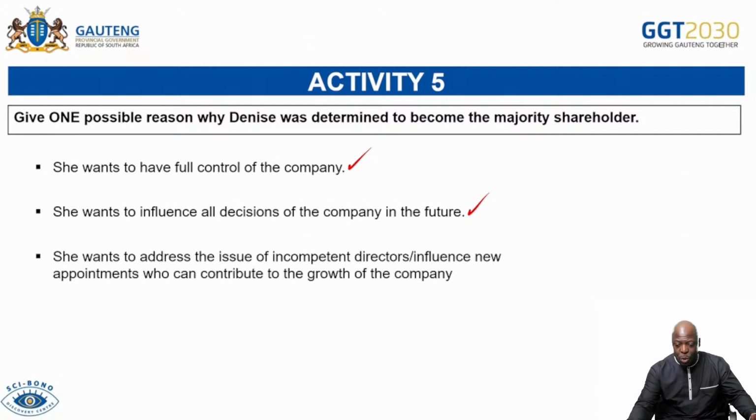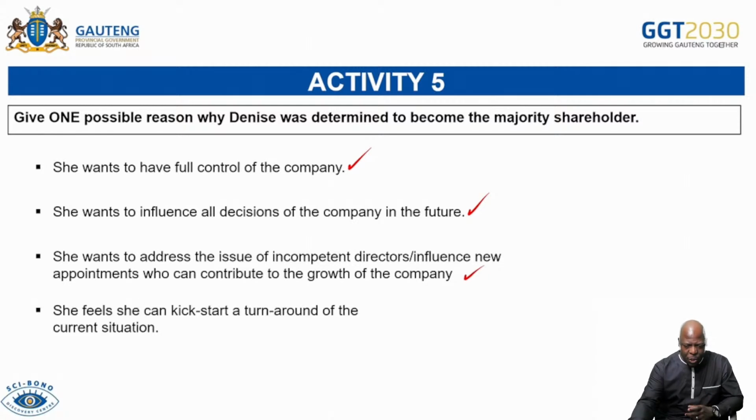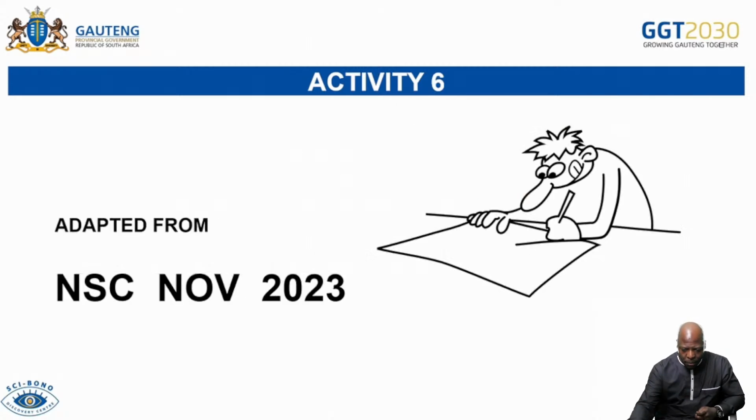She wants to address the issue of incompetent directors and influence new appointments of people who can contribute to the growth of the company. Because now she has influence over decisions, she can address the issue of incompetent directors, and she can also influence the appointment of new directors, which impacts the growth of the company. She feels that she can kickstart a turnaround of the current situation, because the company currently is not doing well. So if she becomes a majority shareholder, she can kickstart a turnaround for the company.